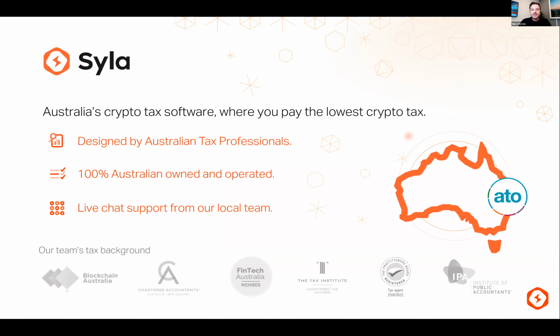So what is Syla? Syla is Australia's crypto tax software. This is a software solution that you can use to do your cryptocurrency tax. All the tax logic is built into it, so you just import your transaction data. We apply the tax calculations automatically. We do some tax optimization as well to help lower the tax that you'll have to pay. And then you can create a report that you can use yourself or for your tax agent.